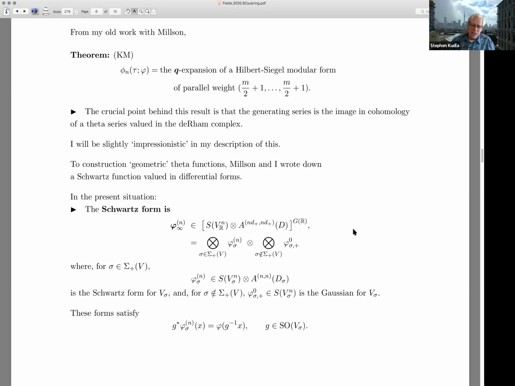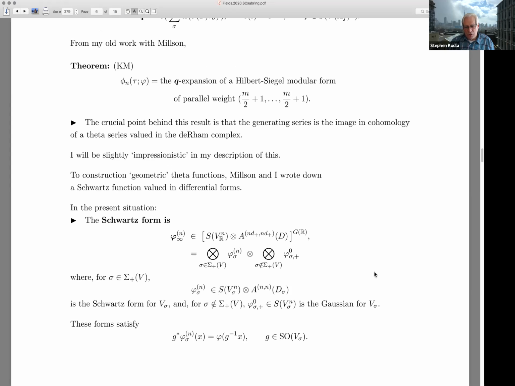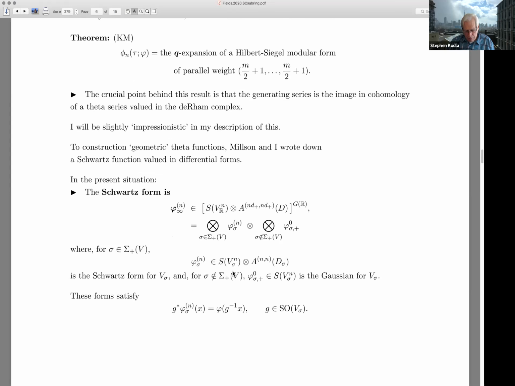In any case, the idea is that if I look at any sigma, so I look at V^n at a non-compact place sigma, I can look at a Schwartz function on n copies of the real vector space V_sigma, but valued in n-forms on the symmetric space D_sigma. So Millson and I constructed such a Schwartz function, which had this equivariance property with respect to the action of the orthogonal group, namely, the orthogonal group acts on differential forms by pullback. If I pull back this differential form, it's the same as acting on the argument.